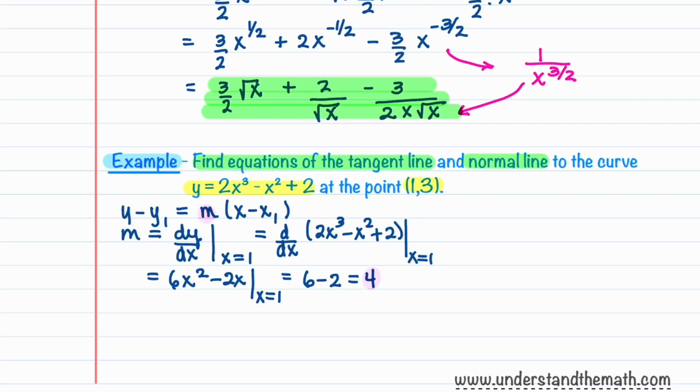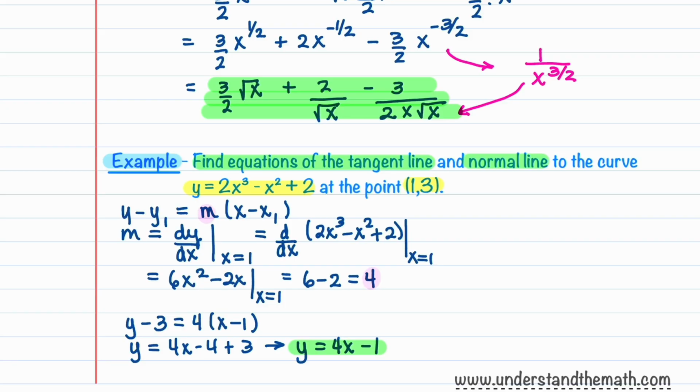We are given that x1 and y1 is the point 1, 3. So we can write this as y minus 3 is equal to our slope, which is 4 times x minus 1. Now, it's always nice to write this in slope-intercept form. So I'm going to bring the 3 to the right and multiply things out. This gives us y is equal to 4x minus 4 plus 3. And this gives us an answer of y is equal to 4x minus 1. And that is the equation of the tangent line to our curve at the point 1, 3.